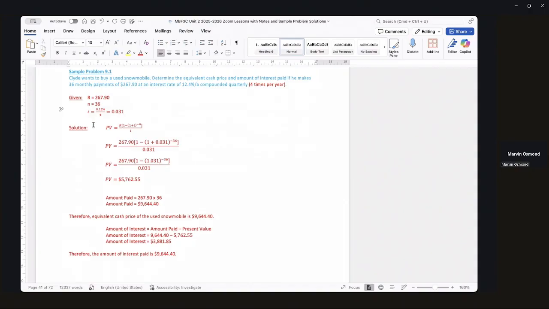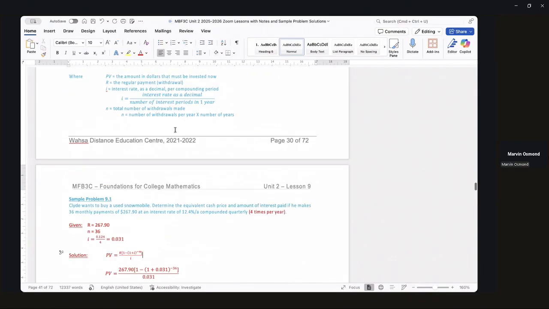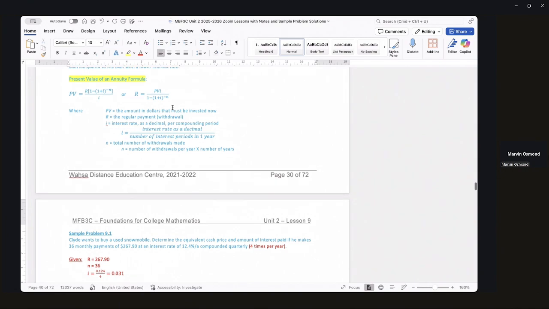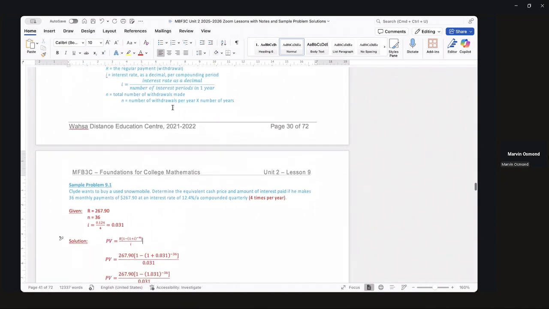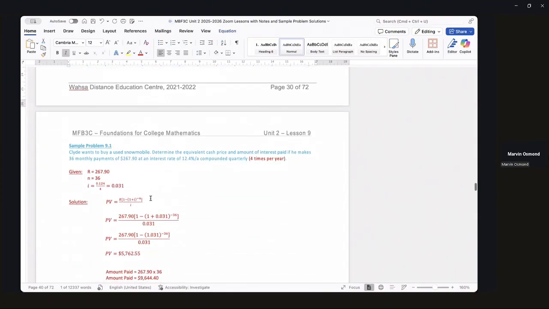So the solution now will be, first of all, write down the formula. So the formula for now, it is always a good idea to refer back up here. R equals PV i over 1 minus 1 plus i to the power negative n. Actually, no, we're looking for the PV, so we're actually using this formula right here. Okay, so there's the formula. PV equals R times 1 minus 1 plus i to the power negative n all over i. There's the formula.